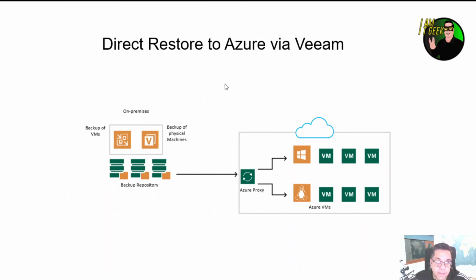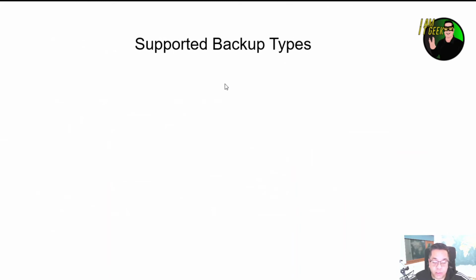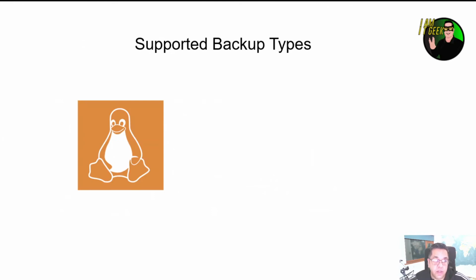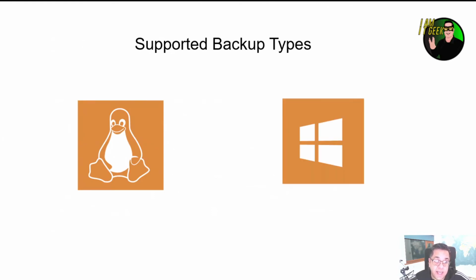Before moving on to the demo, I just want to quickly touch on the supported backup types. So with the direct restore to Azure, there's two types that are supported, which are Linux virtual machines and Windows virtual machines. So these are both supported when you're using the direct restore option to Azure or AWS for that matter. And in my demo, I'm going to be doing a Windows 10 agent backup, so it's like a physical backup. So without further ado, I will go into the demo.